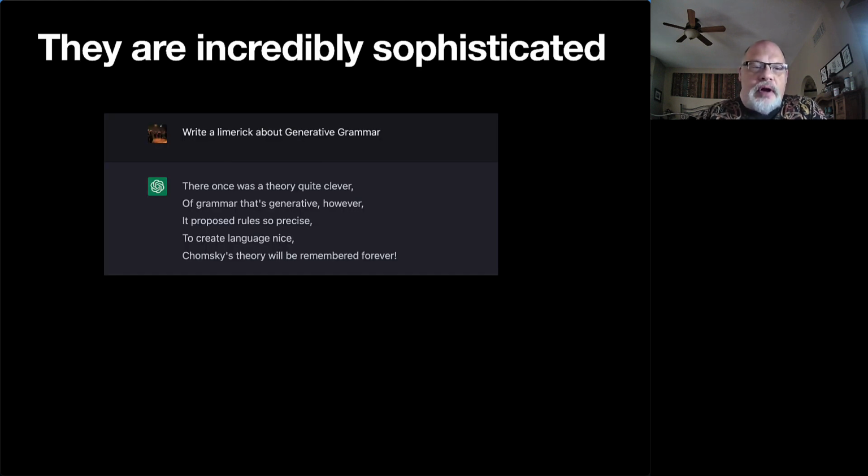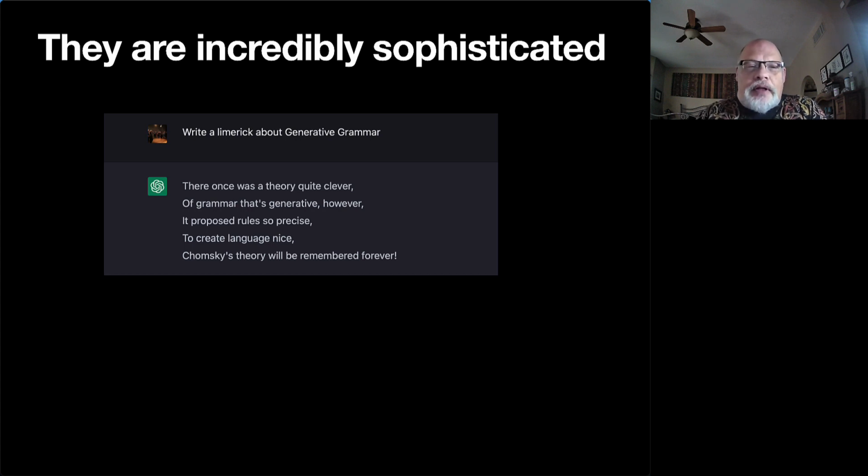Now, it's worth noting that these large language models are incredibly sophisticated. They do amazing things. So, for example, I asked ChatGPT, by the way, I was using ChatGPT 4, to write a limerick about generative grammar. There once was a theory quite clever, of grammar that's generative, however. It proposed rules so precise to create language nice, Chomsky's theory will be remembered forever. It writes poetry. Not necessarily great poetry, but it writes poetry.